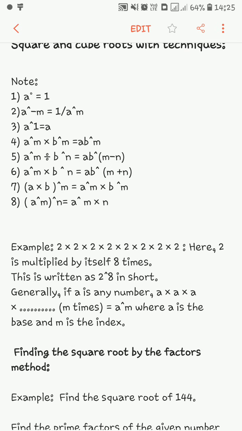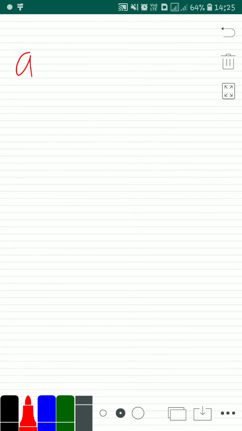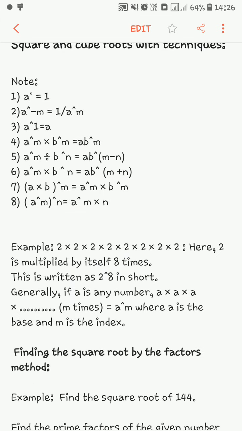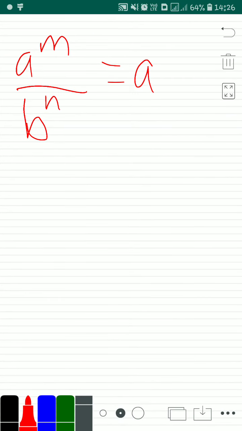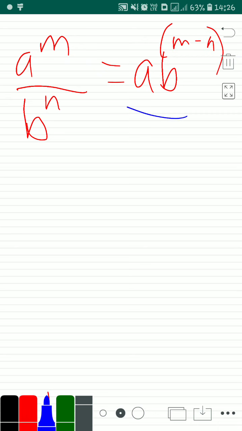Next is a raised to m divided by b raised to n is equal to a/b raised to m minus n. The meaning of a/b here is the answer obtained by dividing a by b, and m minus n, where m is one index and n is a different index.